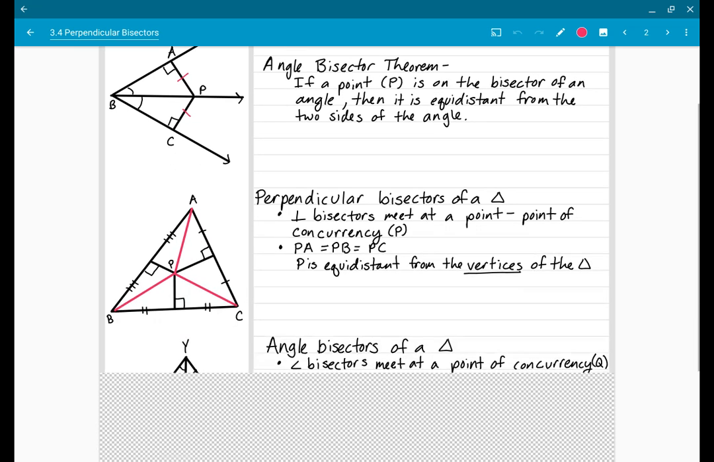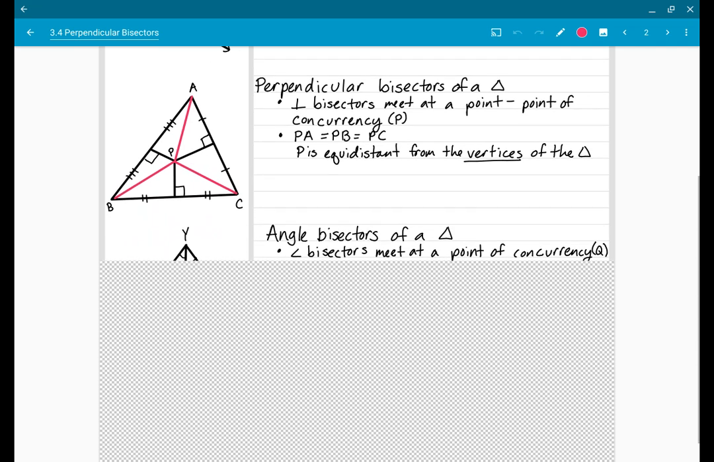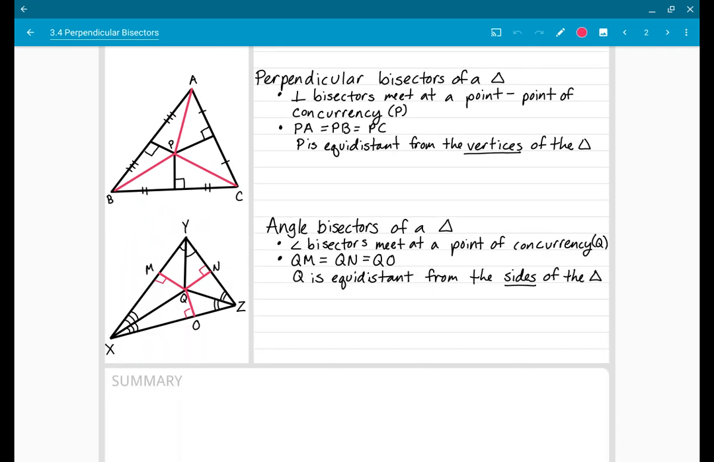So, first we looked at perpendicular bisectors. Perpendicular bisectors in a triangle meet at a point, and we call this point a point of concurrency. A point of concurrency is just a point where multiple lines intersect at the same point. Now, in a triangle, this has an interesting property that the point of concurrency in the middle is equidistant from the vertices of the triangle. So PA is equal to PB is equal to PC.